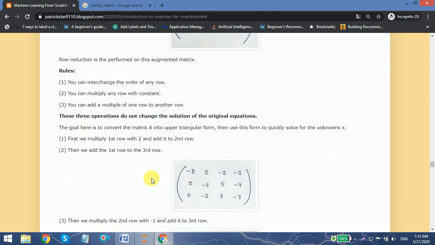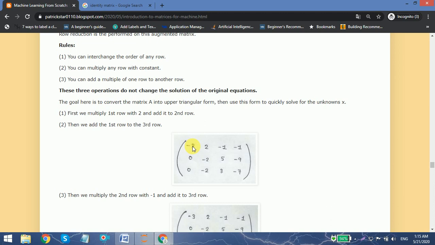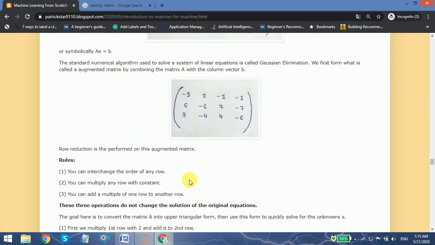And then we are going to add the first row to the third row. So this is the first row and this is the third row, so this must be equal to 3. Let's check it here. Yes, it is 3. So if we add it here, then it is going to be equal to 0.